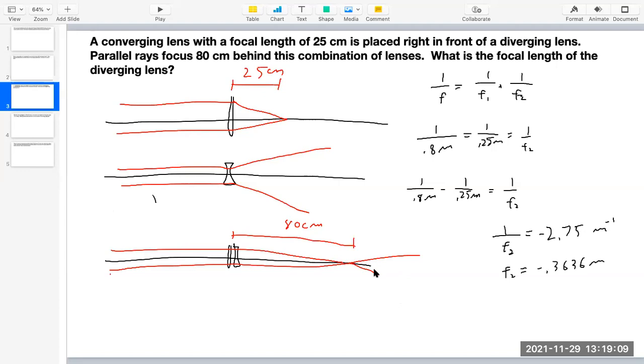No, F2 is going to be negative in this case because it's diverging, so that's going to make it negative just from its setup. But if we look at the left side of this equation, we have 1 over 0.8, and we're minusing 1 over 0.25. So the negative quantity is greater, 4 inverse meters compared to 1.25 inverse meters. So we end up with something negative on the left side. So our right side of the equation needs to be negative as well.